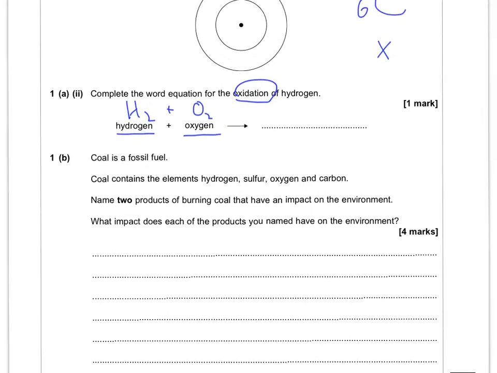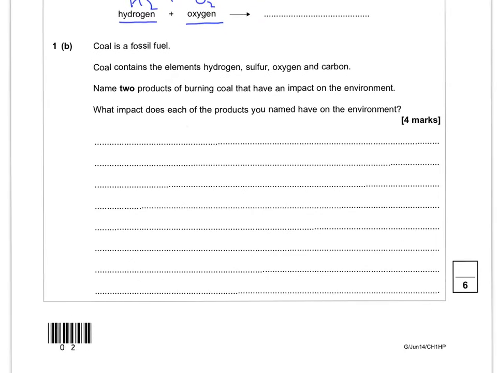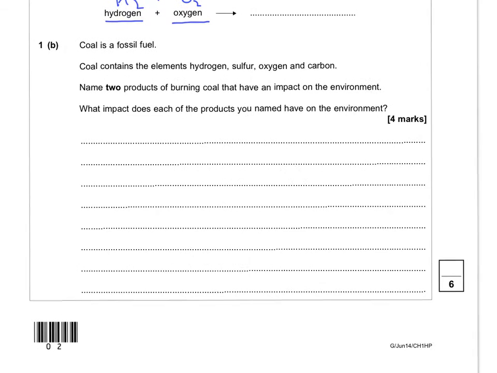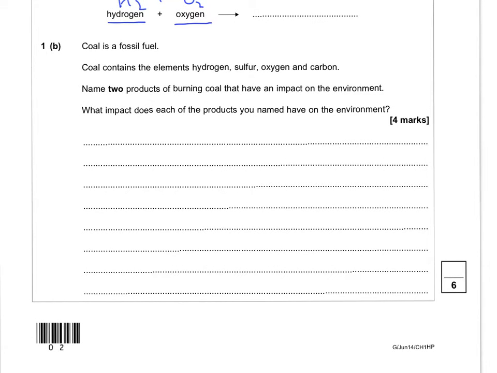Moving down, we've got coal is a fossil fuel. Coals contain the elements hydrogen, sulfur, oxygen, and carbon. Name two products, so that's really important, of burning coal that have an impact on the environment. What impact does each of these products you named have on the environment?